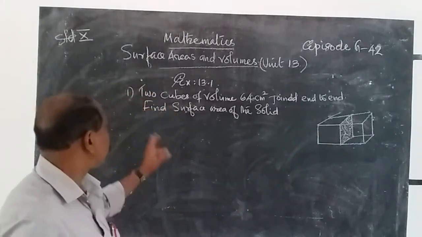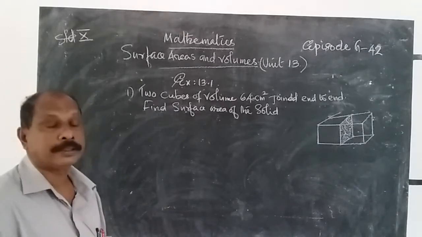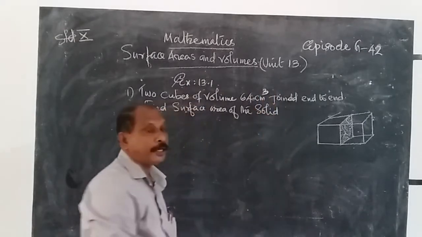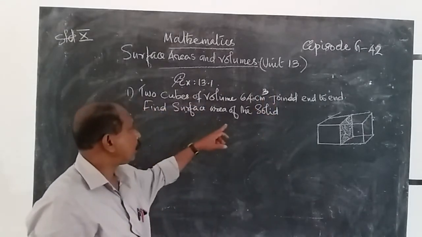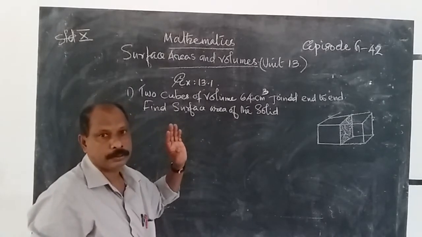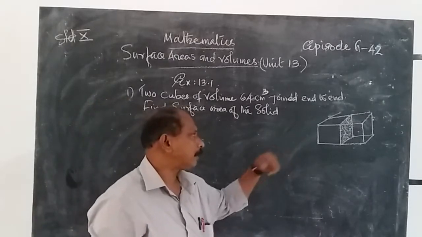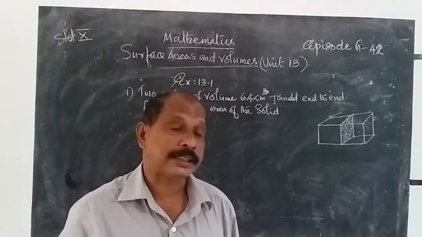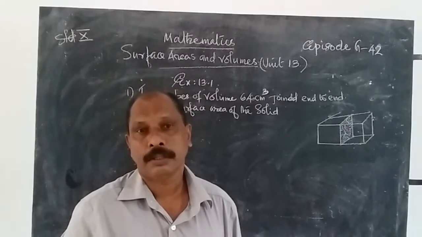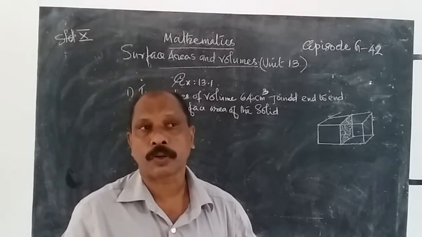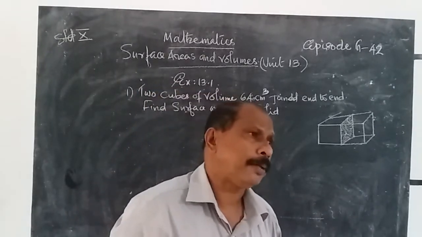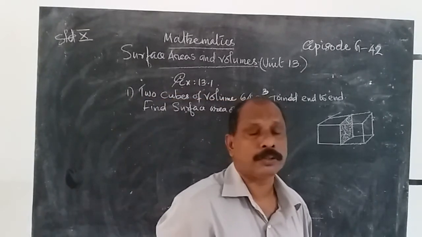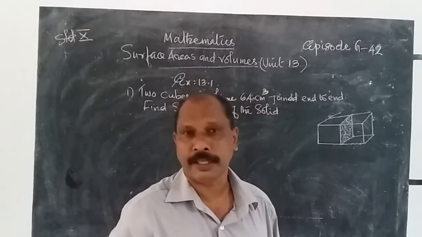First question: two cubes of volume 64 cm cube are joined end to end. Find the surface area of the solid. That is a combined solid, and this is the figure. Cube means all sides are equal. Surface area of a cube is 6a square. There are two cubes, and if they were not joined, the surface area would be 6a square plus 6a square, which is 12a square.